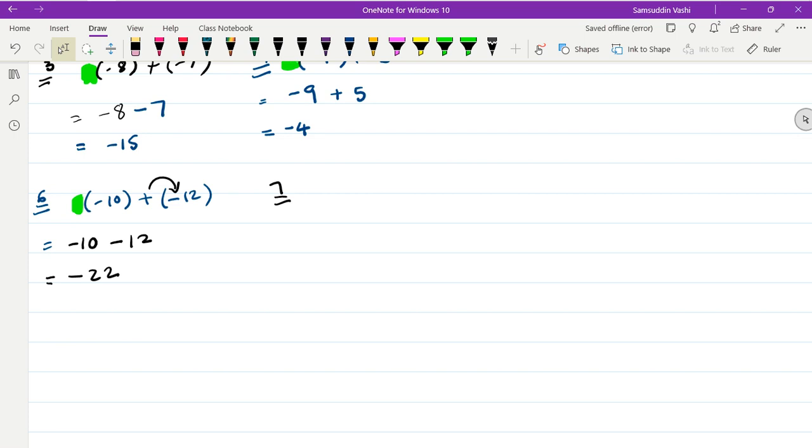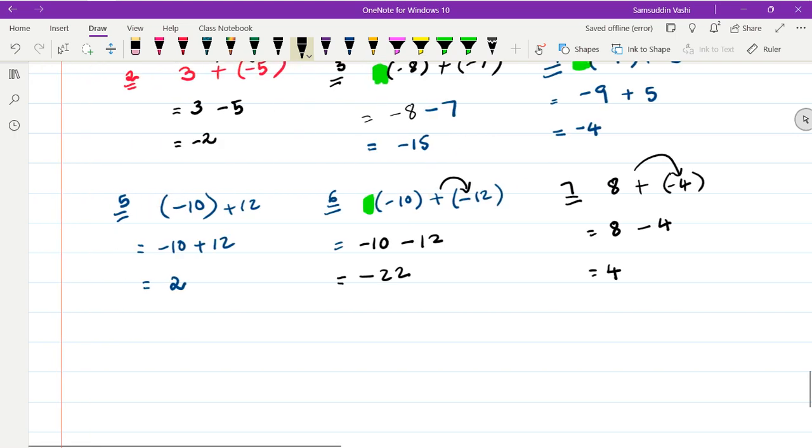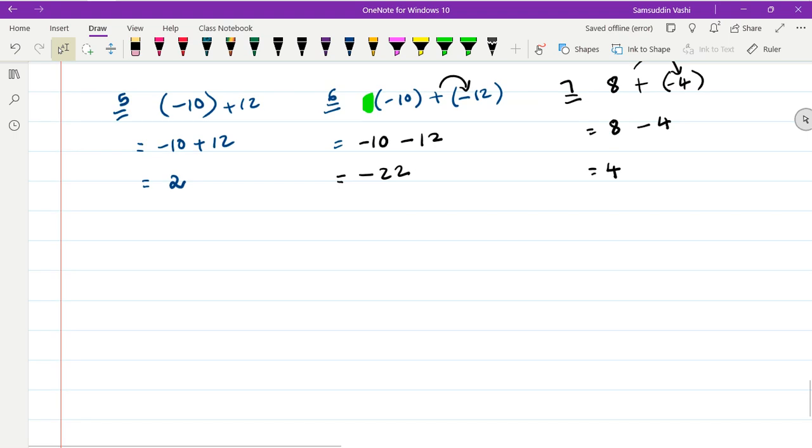So 7 is 8 plus negative 4. So here it's positive times negative is negative. Right? So 8 minus 4, it's very simple now. It is straight away 4. That's 7.